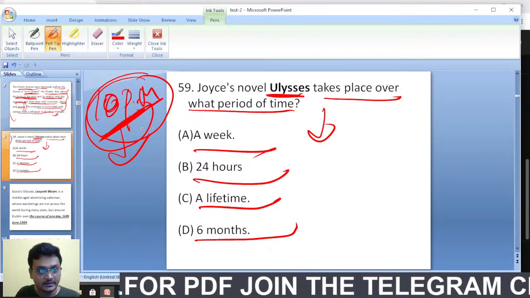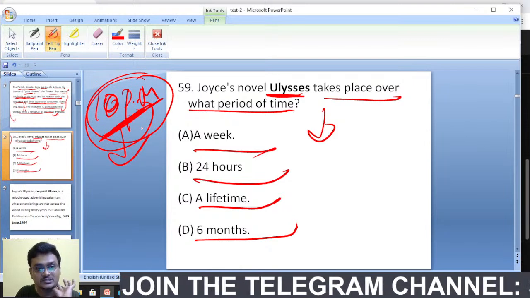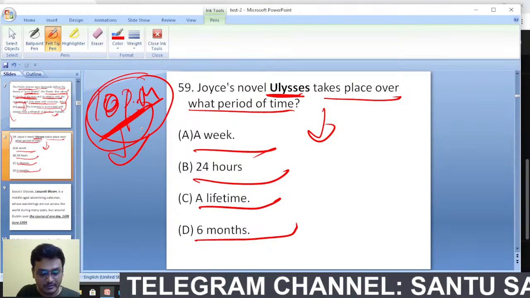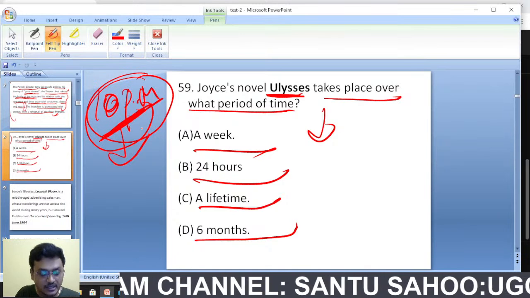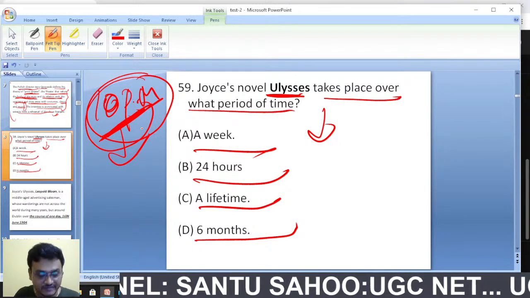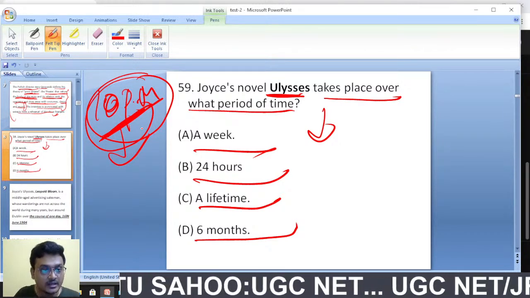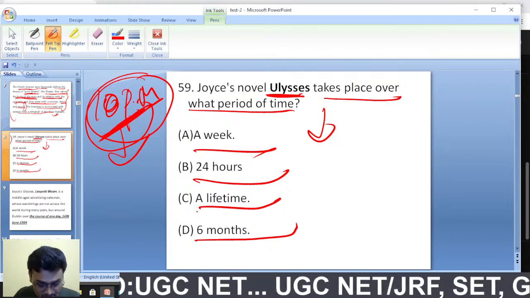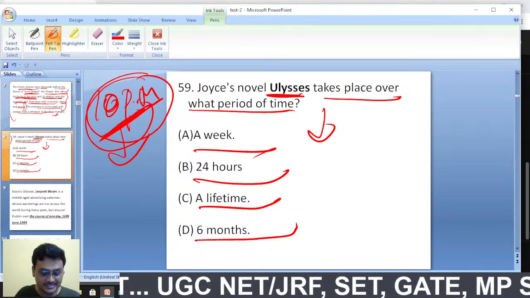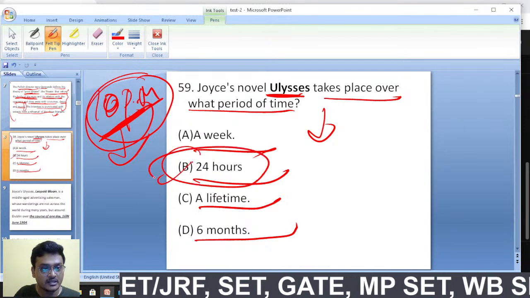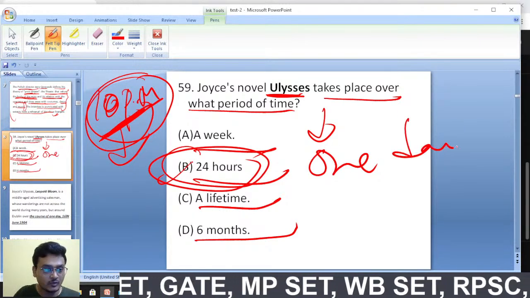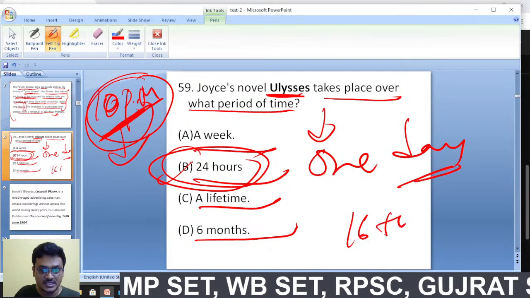Exactly, Shraddha. Joyce's novel Ulysses takes place over what period of time? Fantastic, Shraddha, excellent. It is 24 hours. Shraddha is the one who gave the answer. It is 24 hours, option B. Got it, 24 hours, one day.